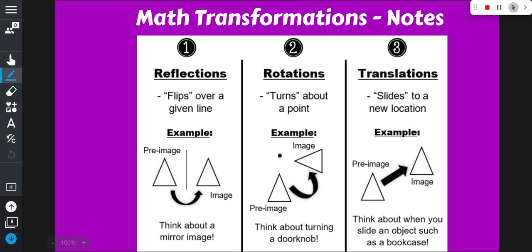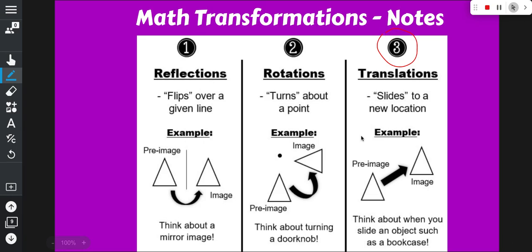The next part of our video is not on your note sheet, so this is a good time to put it into your notebook as extra notes. This is math transformations. The first 2 transformations are transformations that you are probably pretty familiar with and have learned before 4th grade. The third one is new for 4th grade, and that is translation.